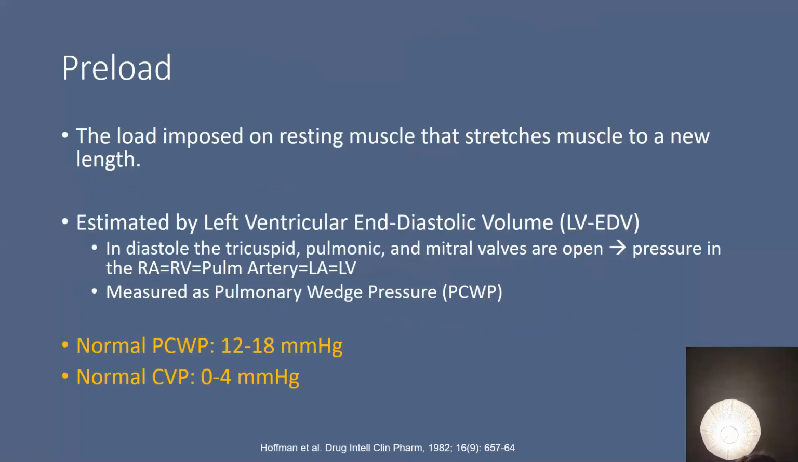Okay, so that was a lot. That's what this slide pretty much explains right here. So you'll see that in diastole, we've got all of these open, and that's measured as a wedge pressure. And we've got our normals here. And so the normal wedge pressure is anywhere between 12 to 18. And the normal CVP is actually fairly low, between 0 and 4.